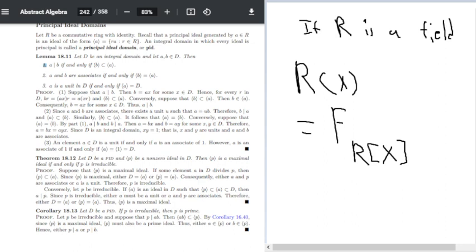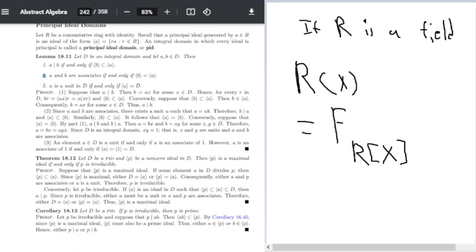Suppose that a divides b, then b equals ax for some x in D. Hence, for every r in D, br is equal to axr, and the ideal generated by b is a subset of the ideal generated by a. Conversely, suppose that ⟨b⟩ is a subset of ⟨a⟩, then b is in ⟨a⟩. Consequently, b equals ax for some x in D, and thus a divides b. 2. Changing where I'm highlighting.